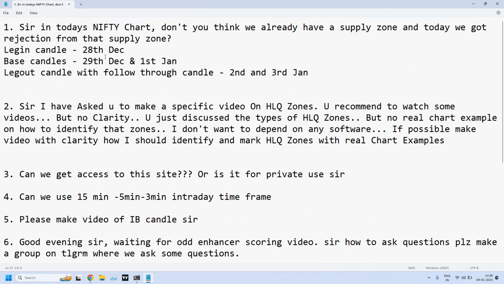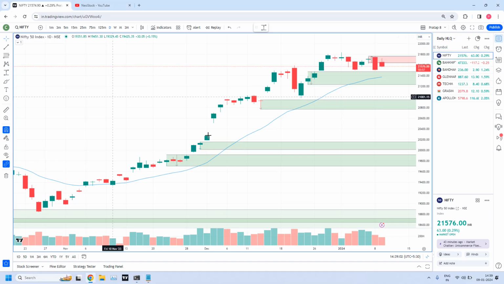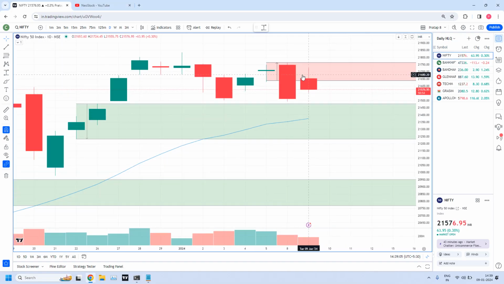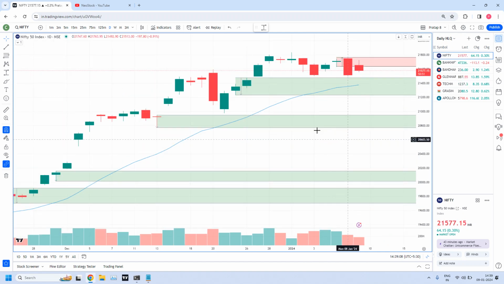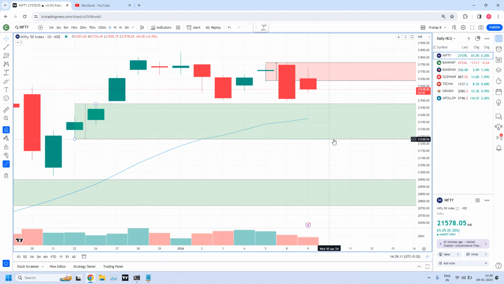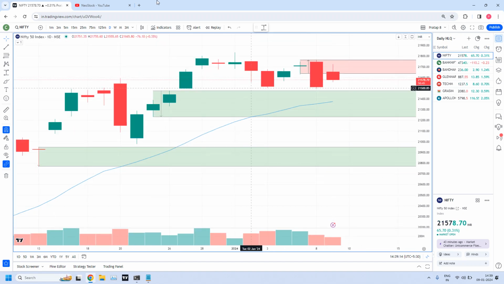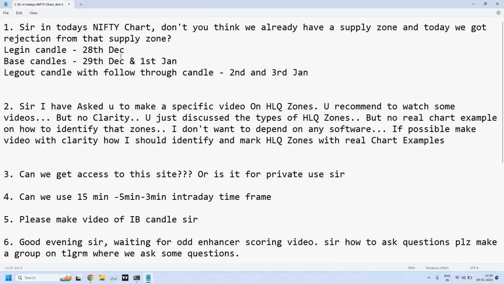The first question is about the NIFTY chart. Yesterday, in our analysis discussion, we discussed NIFTY's newly created supply zone. So this is the one. But the question is, in today's NIFTY chart, don't you think we already have a supply zone? And today we got a rejection from that supply zone. A rejection from that supply zone.